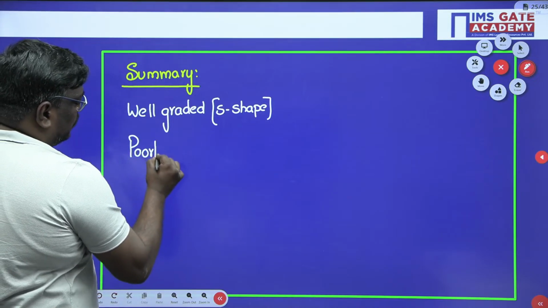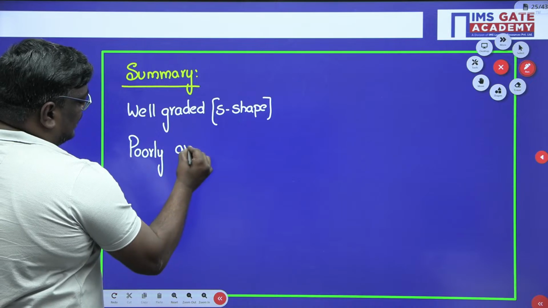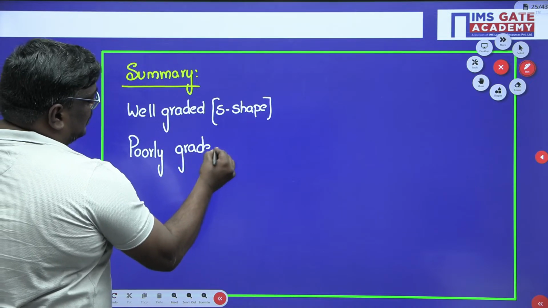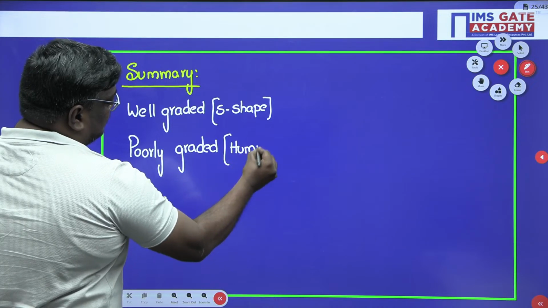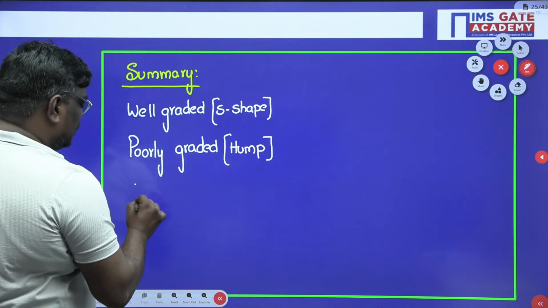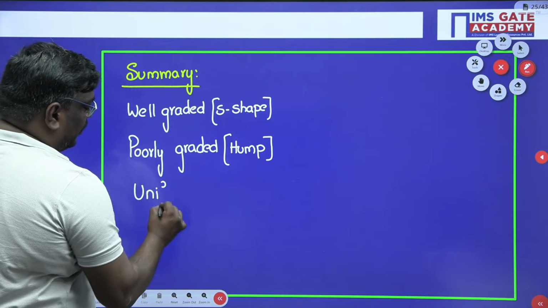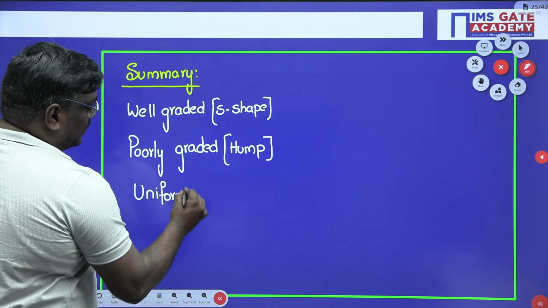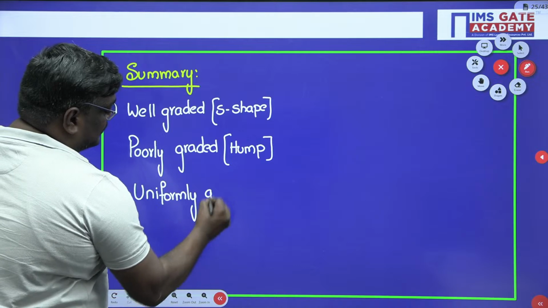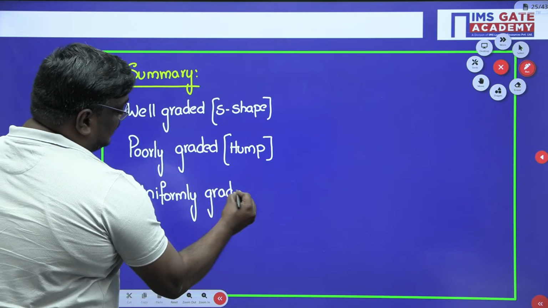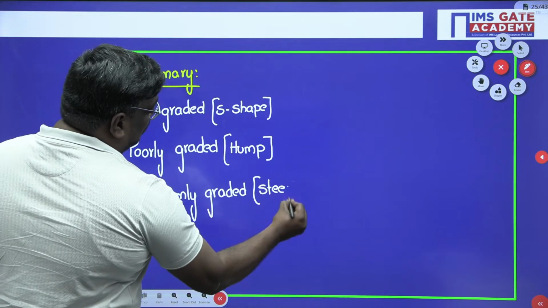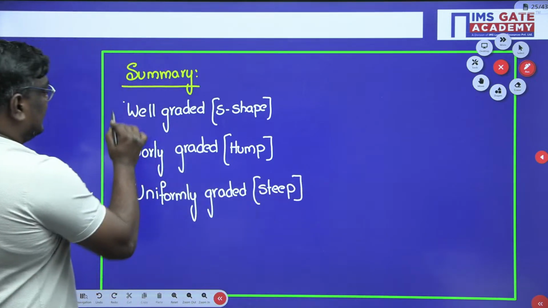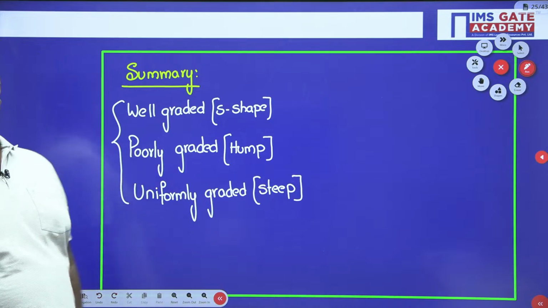If you talk about poorly graded, they are nothing but in the shape of a hump. Okay. Similarly, if you talk about uniformly graded, all the particles are of the same size, and here you can say it is in a steep slope. Okay. So these are the three things which are important in the soil classification.